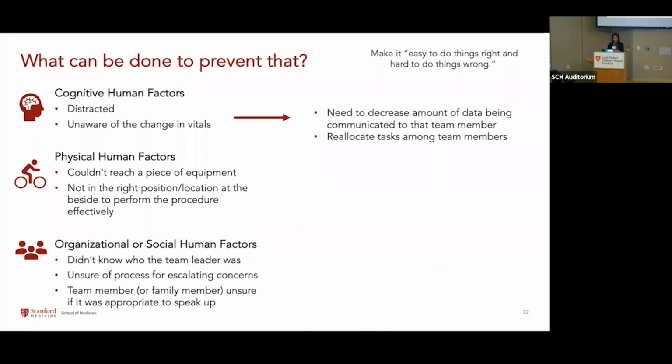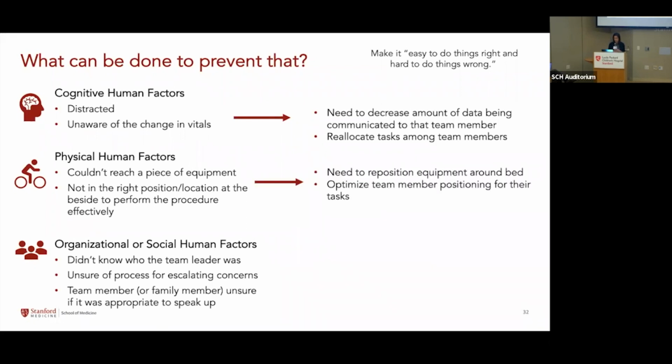From a cognitive perspective, you might hear answers like, well, because we were distracted, let's find ways to decrease the amount of data that's being communicated to that one individual team member. Or perhaps we need to completely reallocate how tasks were being performed by each of the members in that team, so that we can allow people to have a little more bandwidth to become aware of things like a change in vital signs.